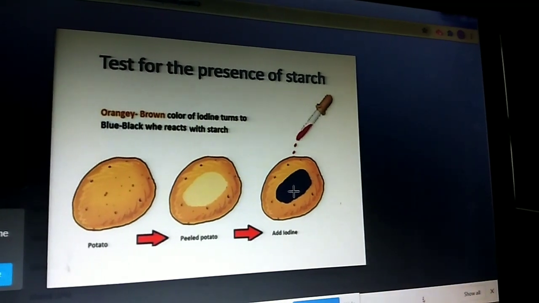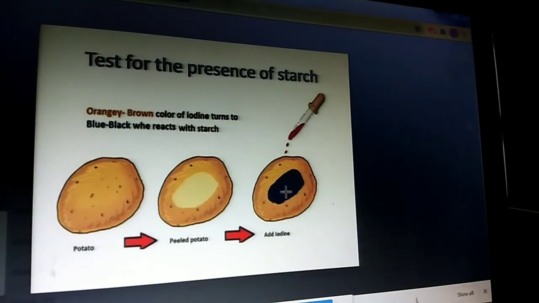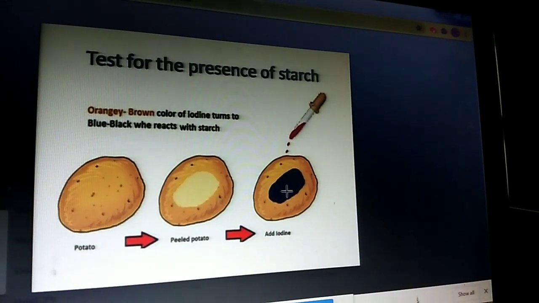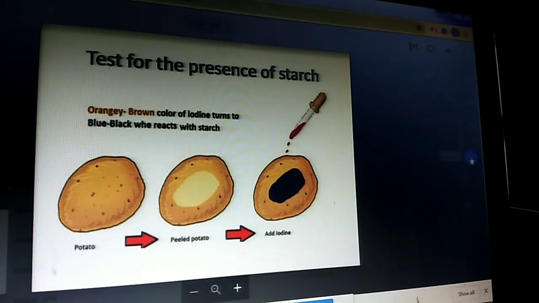Some of the food materials you will be finding, like rice. Some examples I have given for simple carbohydrates and complex carbohydrates. You select some and do the activity and send me the videos.